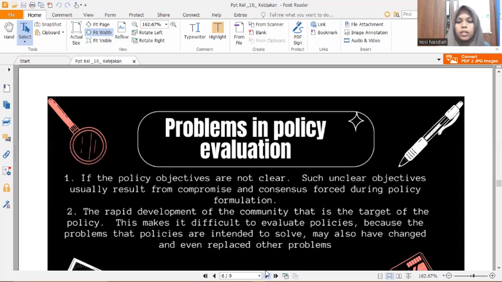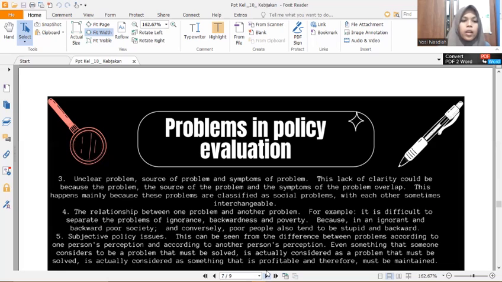The next point, number three, unclear problem, source of the problem, and system of the problem. This lack of clarity could be because the problem, the source of the problem, and the system of the problem overlap. This happens mainly because these problems are classified as social problems which are sometimes interchangeable with each other.